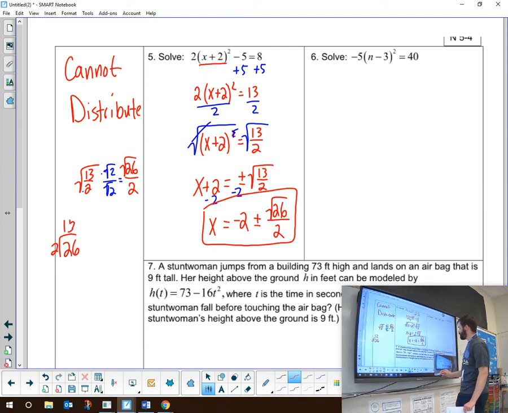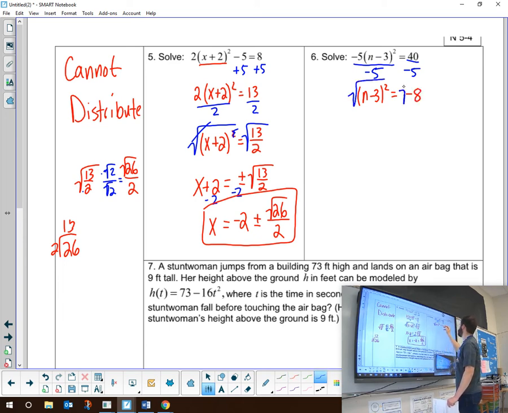All right, let's try number 6 here. So number 6, we're kind of doing the same thing. We're going to start off by dividing both sides by negative 5. So I'm going to have n minus 3 squared equals 40 divided by negative 5, which is negative 8. Then to cancel this out, we're going to square root this side, square root this side. And so I'm going to get n minus 3 equals the square root of negative 8.